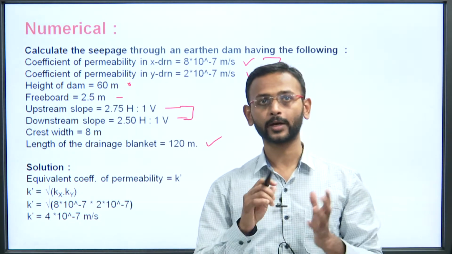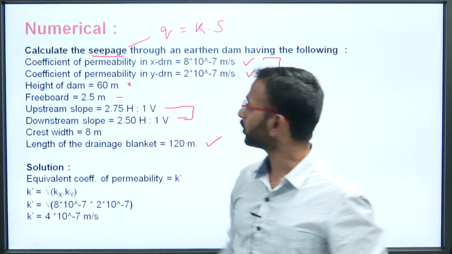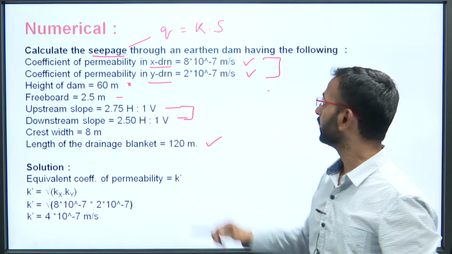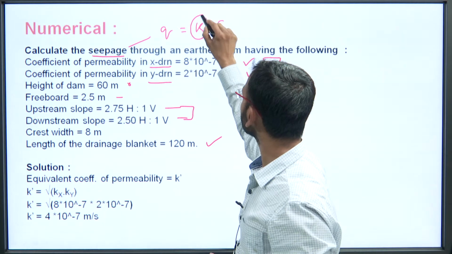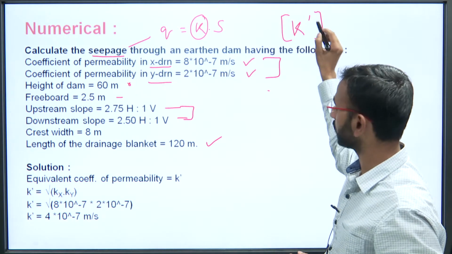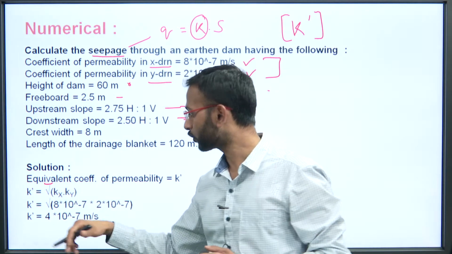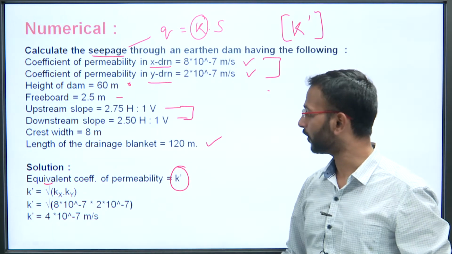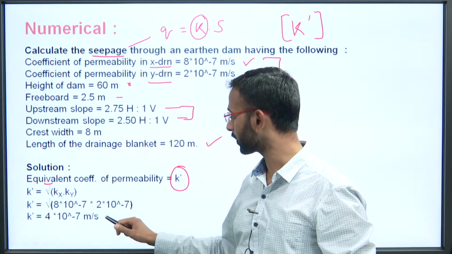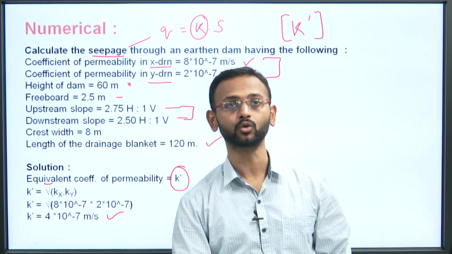So, the very first thing we have to calculate is the seepage. When we talk about the seepage, it is Q. It can be given as K into S. Because it is a non-isotropic medium, as you can see the coefficients of permeability in x and y direction are different, K should be the effective permeability. It is not effective stress, it is the coefficient of permeability, that is the effective, equivalent value. So, this K dash can be found out by root of Kx into Ky. We found out the equivalent coefficient of permeability by applying this formula, K dash is equal to root of Kx into Ky.